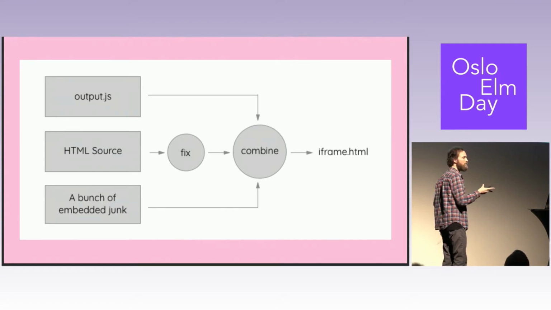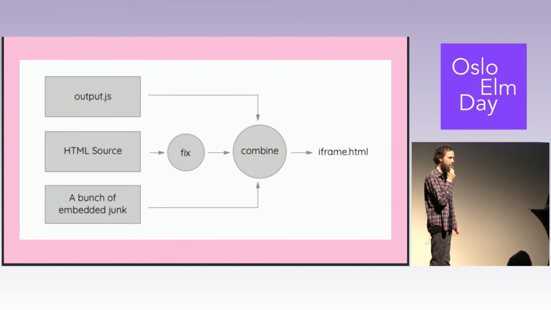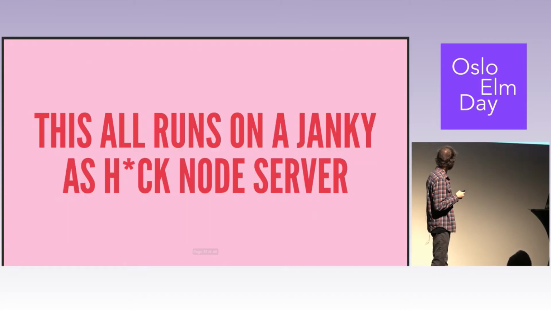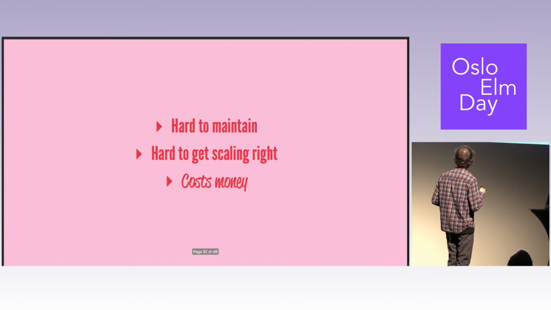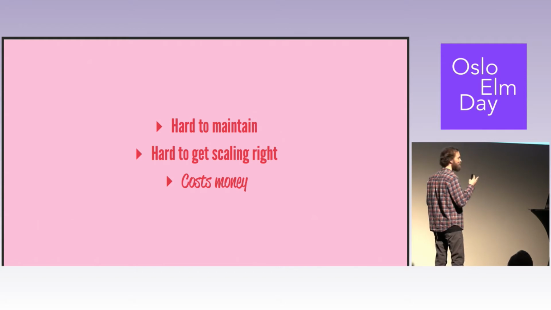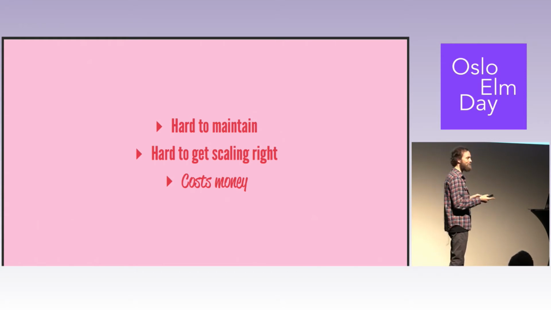So this is fine. This is what I've been working on for the last however long it's been. But all this junk runs on a janky as heck node server, and it's a real pain to maintain if this is your side project and you also have to earn a living. I don't really love coming back to the server on Ellie and dealing with it. And so the things that get me are it's hard to maintain. It's also hard to get scaling right because you're dealing with sub-processes that are executing Elm make. And it all costs money. Like Ellie costs me money to run.